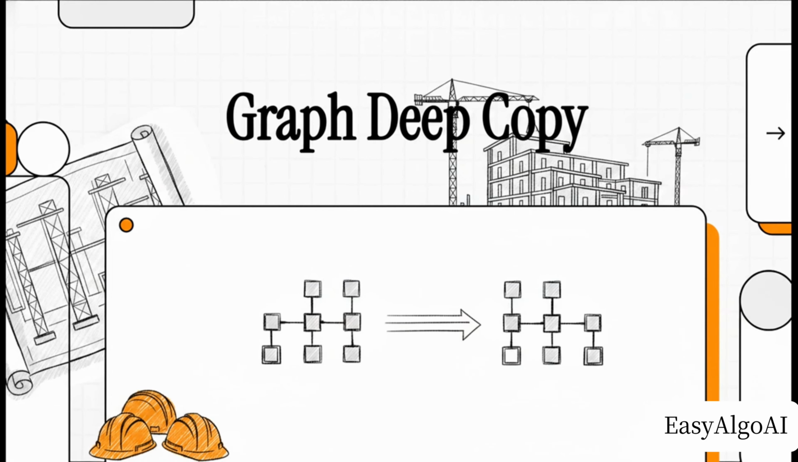Welcome to the Explainer. Today, we're putting on our hard hats and tackling a classic engineering challenge, the graph deep copy coding problem. Think of it like constructing a brand new building from a master blueprint. We're not just moving into an existing house here, we've got to build an exact replica from the ground up, ensuring it stands entirely on its own. All right, let's dive into this.